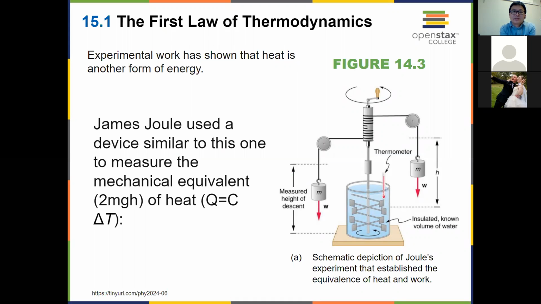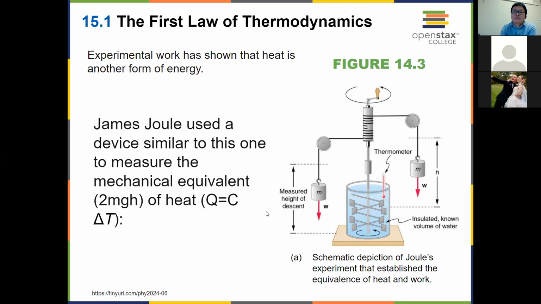Okay, so this starts with James Joule's experiment that we showed earlier in the previous chapter. Basically, in this experiment, as we mentioned before, Joule demonstrated that you can actually convert mechanical work into heat, which is a form of energy as well. So mechanical work is equivalent to the heat that you can add to a system.